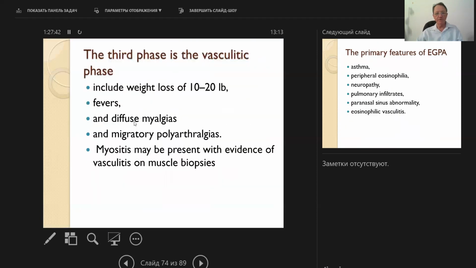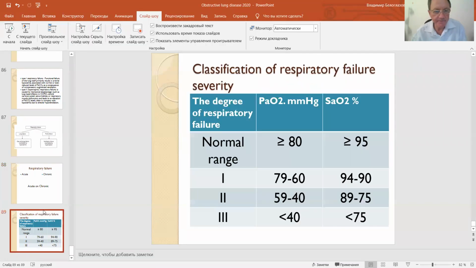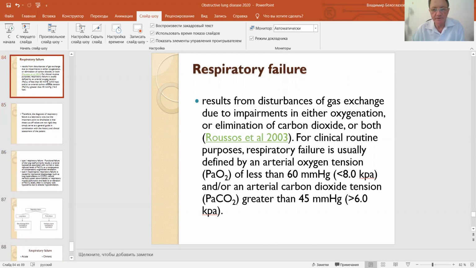And now we have no time to discuss other things, but I would like to stress a few words about respiratory failure. It results from disturbance of gas exchange due to impairment of either oxygenation or elimination of carbon dioxide, or both. For clinical routine purposes, respiratory failure is usually defined by arterial oxygen tension less than 60 millimeters of mercury, less than 8 kilopascal, or arterial carbon dioxide tension greater than 45 millimeters of mercury.